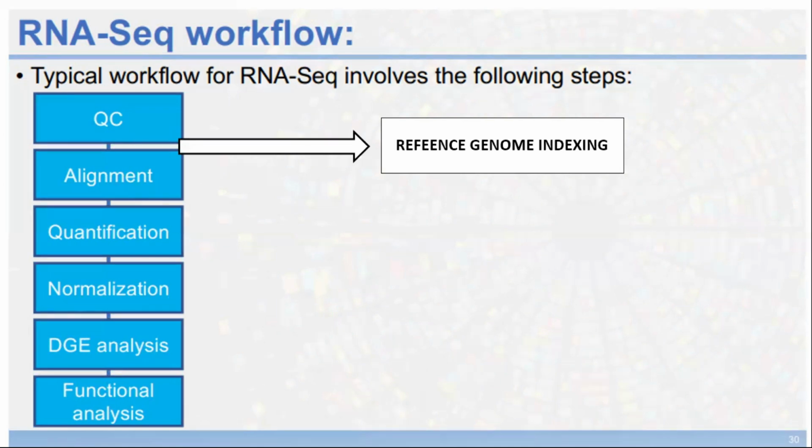After that, when you get your indexed genome, then you can align your sequencing reads with the human reference genome, or another reference genome. It depends upon you. We are following the RNA sequencing workflow of human reads, so we will need the human reference genome.